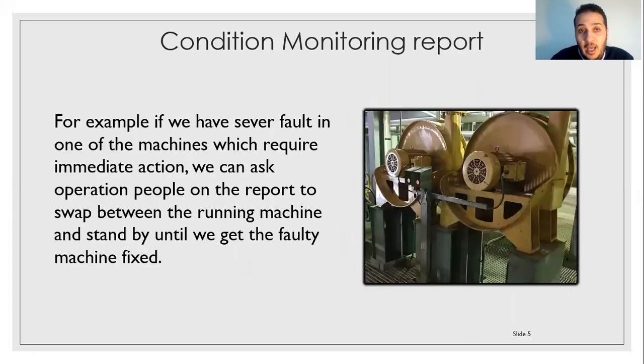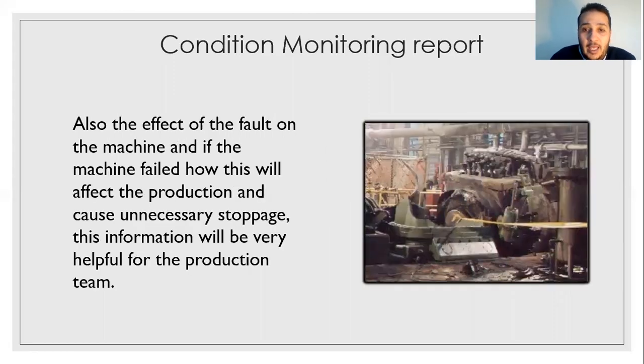For example, for the operation guys, if you have two machines, one running and one on standby, and the running one has a problem, like a bearing that needs to be replaced, you can ask the operation guy to stop the running machine and swap between them. And you also have to give the production guys a good understanding that if this machine fails, it will have a huge impact on the production. So that's how you should communicate with the operation guys and the production guys.